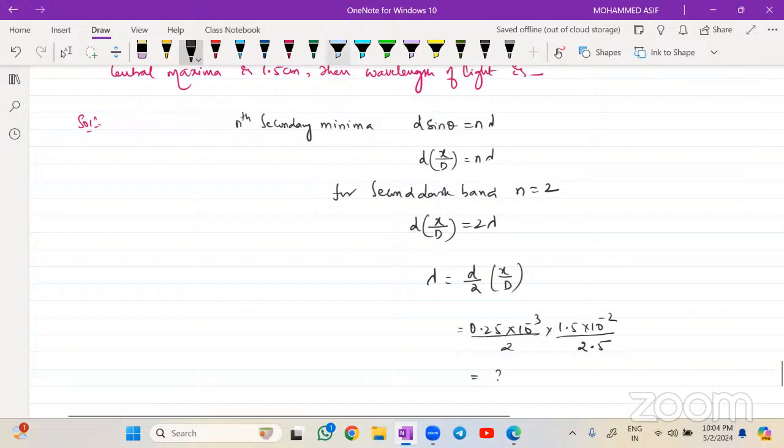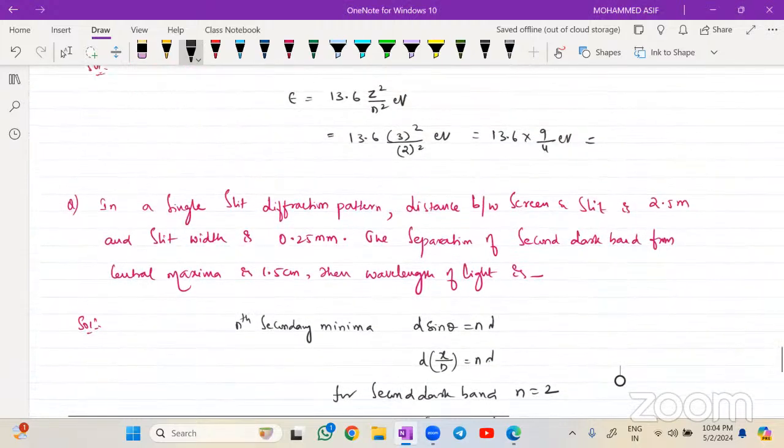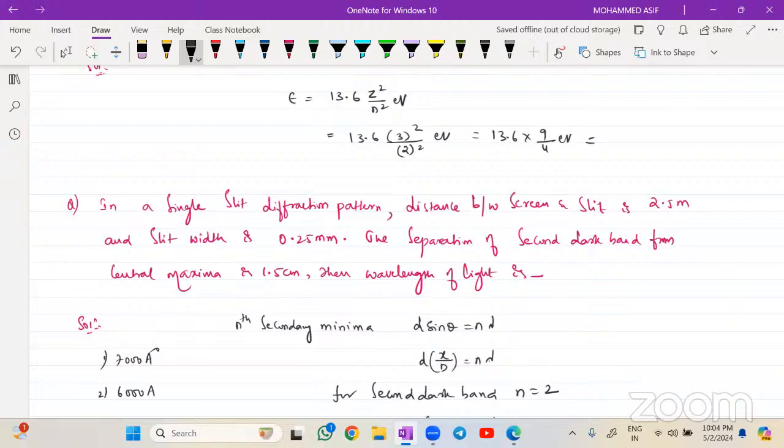How much? Tell me the answer in angstroms. Options given are 7,000 angstroms, 6,000 angstroms, 6,500 angstroms, 7,500 angstroms. 7,500 angstroms. Very good. Done.